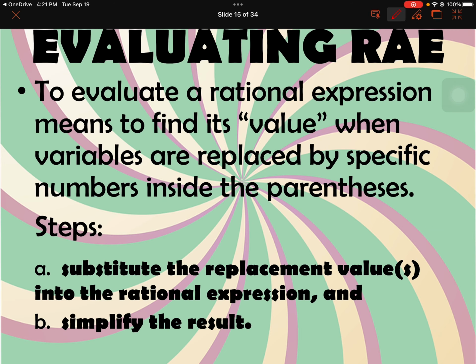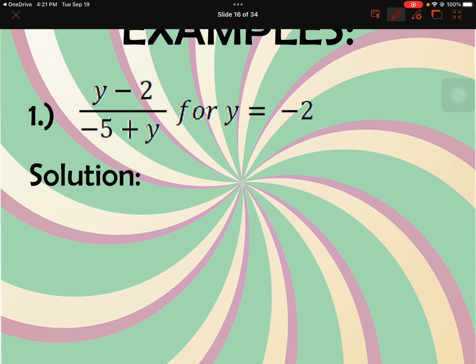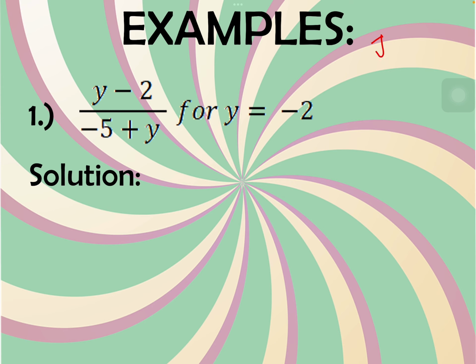Alright. So now, how do we evaluate? Sinabi ko nga sa discussion natin mga anak, ito po ay just sub. Hindi subscribe. Substitute. Okay? So, pag sinabi natin just sub, magsa-substitute lang po tayo. Papalitan lang natin yung lahat ng variables with the number given. So, for example, we have y minus 2 over negative 5 plus y for y is equal to negative 2. So, papalitan lang natin yung dalawang y with a negative 2.